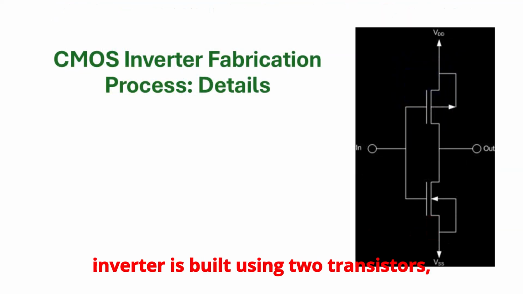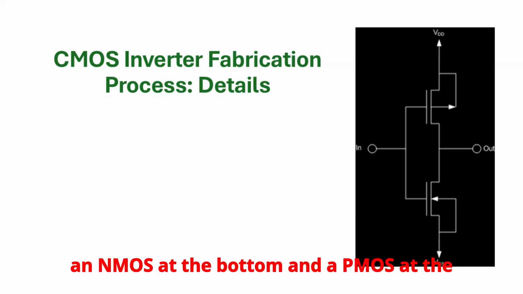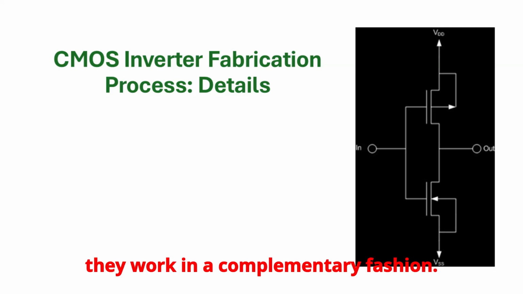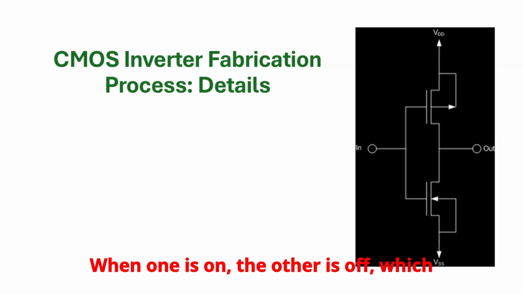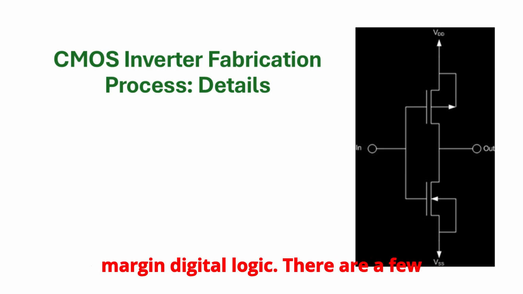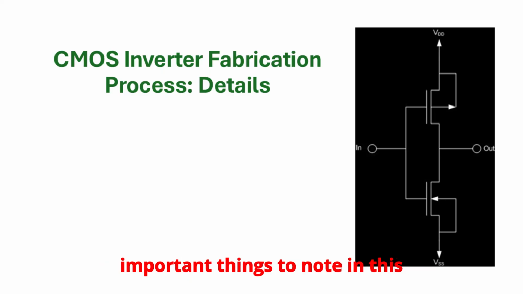A CMOS inverter is built using two transistors, an NMOS at the bottom and a PMOS at the top. Both devices are essential because they work in a complementary fashion. When one is on, the other is off, which is the key to low-power, high-noise margin digital logic. There are a few important things to note in this schematic.